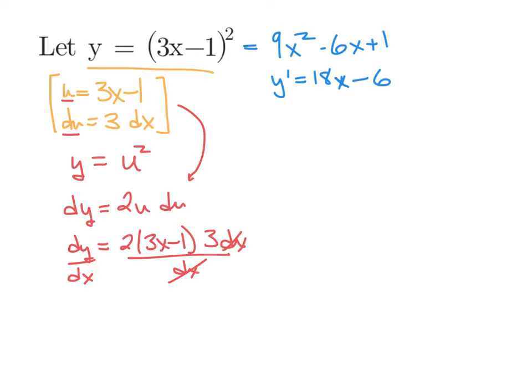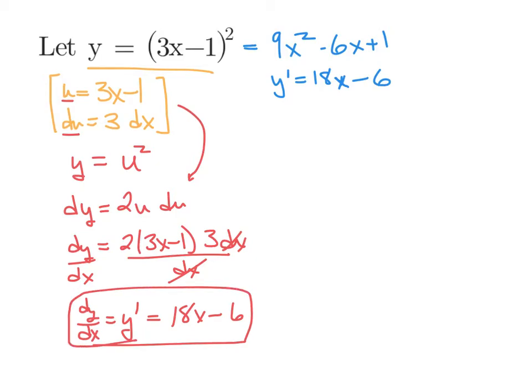Then what we're left with on the left side is dy dx, which is the derivative. That's what we're looking for. On the right side, we end up with a 3 times 2 and distribute that inside. So 6 times 3x is 18x, and 6 times negative 1 is minus 6. So we find our derivative to be 18x minus 6, just like we were expecting.